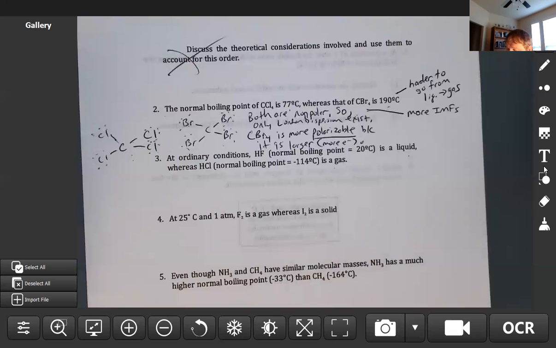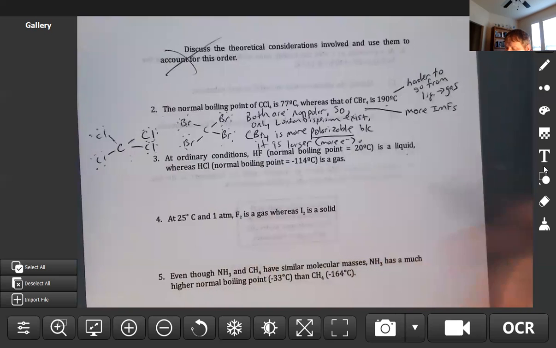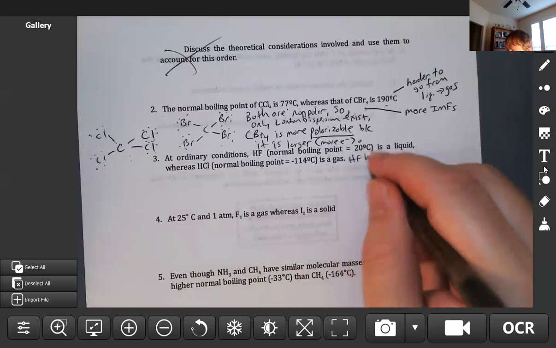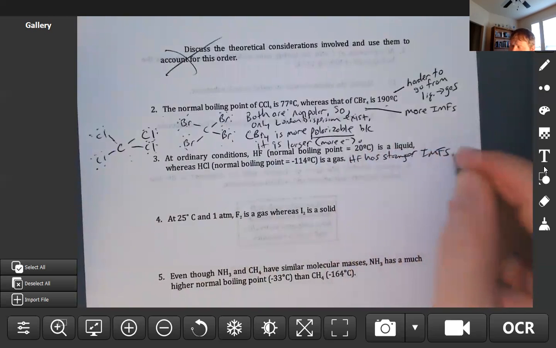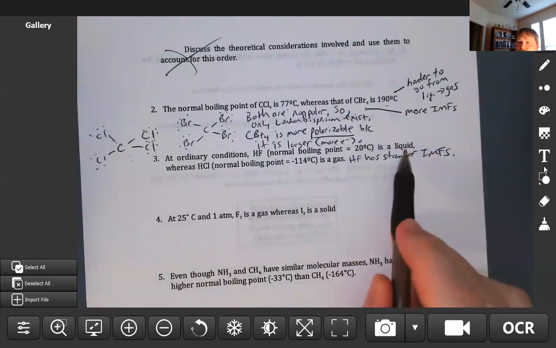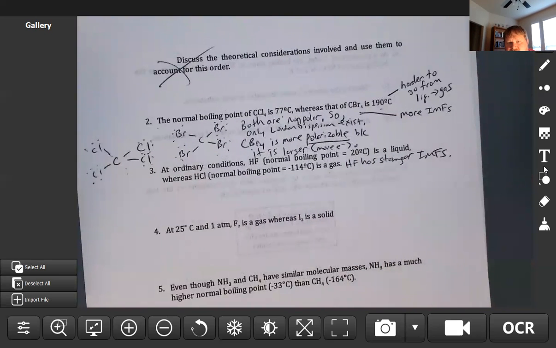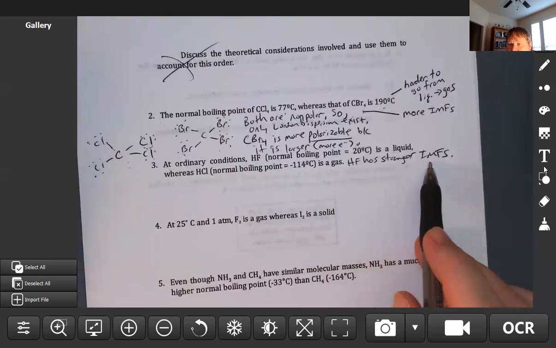Why? Remember, these are covalent molecular substances. The state of matter for all of these depends on IMF. So HF has stronger IMFs, and that's a statement of fact because we know it's a liquid. Liquids have more attractions. The particles come together to liquefy. If they weren't attracted, they would just stay gases. Solids have the most attractions, then liquids, then gases. So HF must have stronger IMFs.